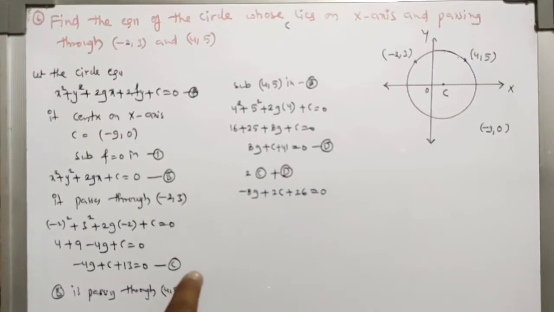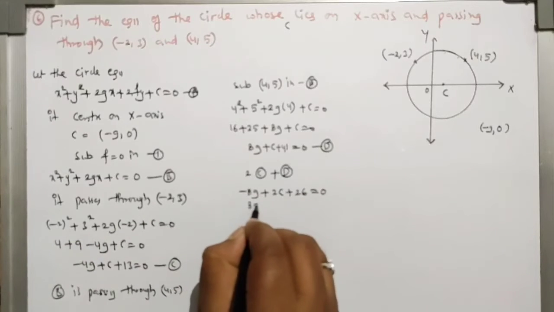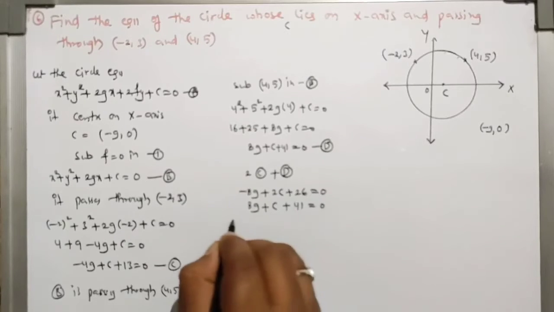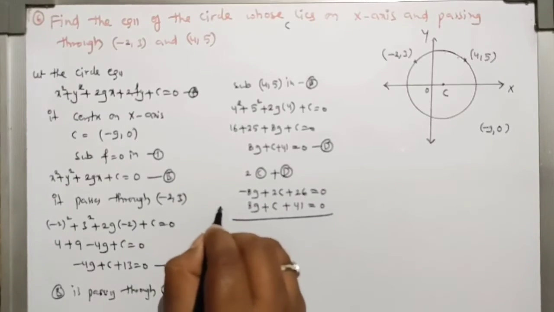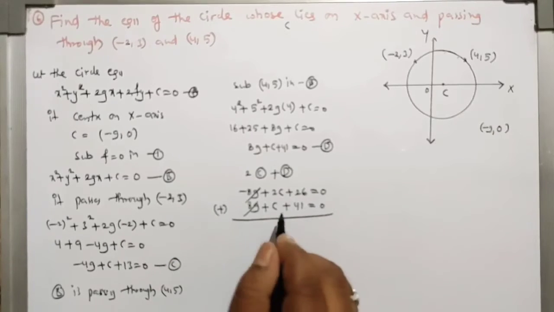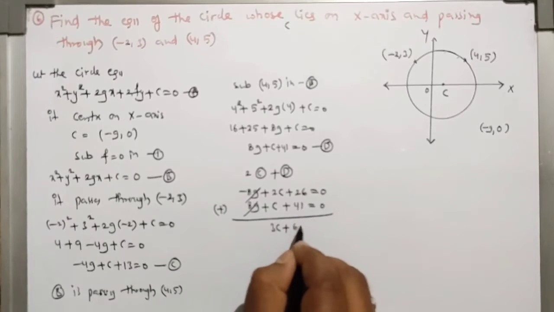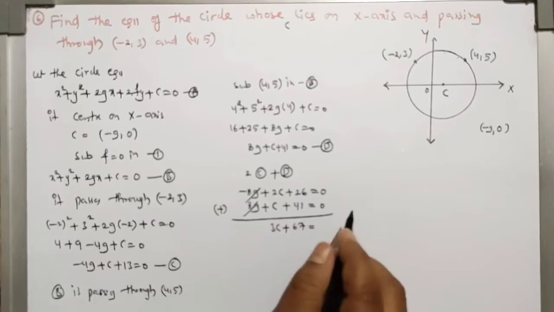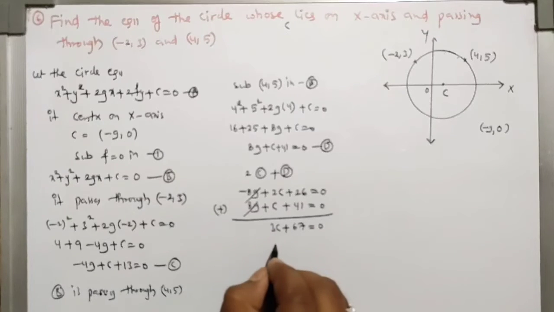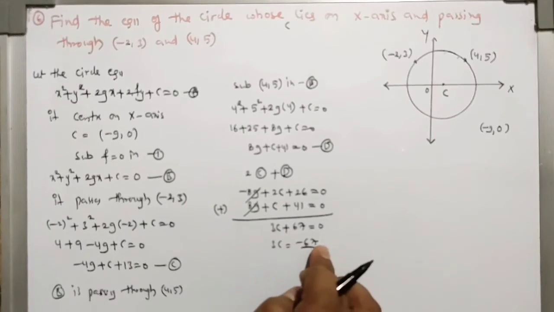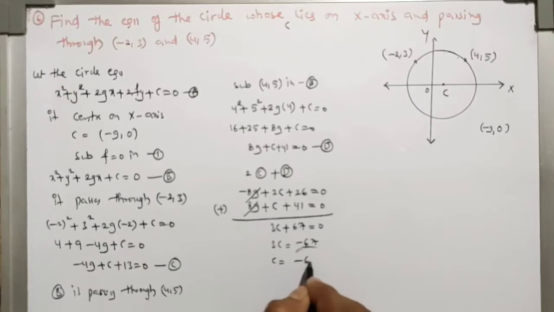Multiply equation c by 2 and then take equation d: 8g plus c plus 41 is equal to 0. Then we have to add them, and the 8g terms get cancelled. We get 3c plus 67 is equal to 0. So 3c is equal to minus 67, then c is equal to minus 67 by 3.